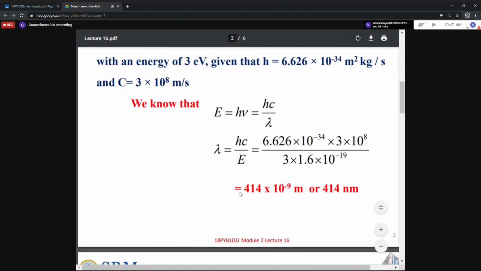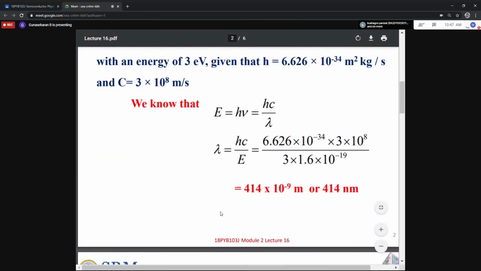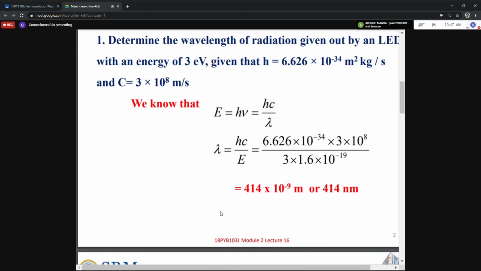Please, all of you check and confirm whether this is correct or not. Okay, so anyway, that is correct. This is in the visible range, 440 nanometer. 400 to 700, I think you know that is the visible region. So maybe this is for your blue color. So that is the LED, blue color LEDs. Understand?